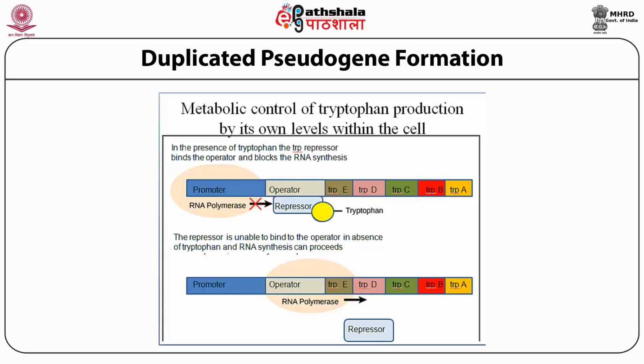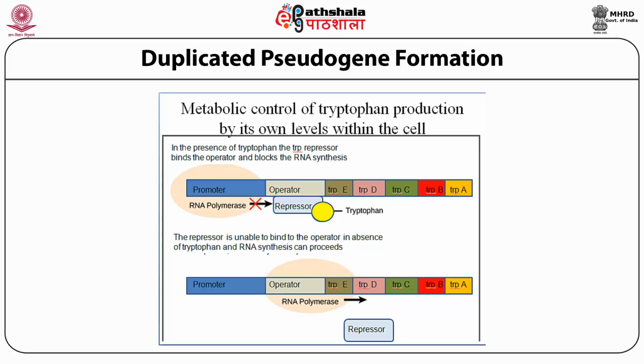However, when tryptophan is present in the cell, there is no need for the expression of the structural genes and they are turned off. This switching off of the genes is achieved when tryptophan binds to the TRP repressor to activate it. The activated repressor is capable of binding to the operator and stopping transcription of the structural genes. This is referred to as negative regulation, and the tryptophan molecule is known as a co-repressor.